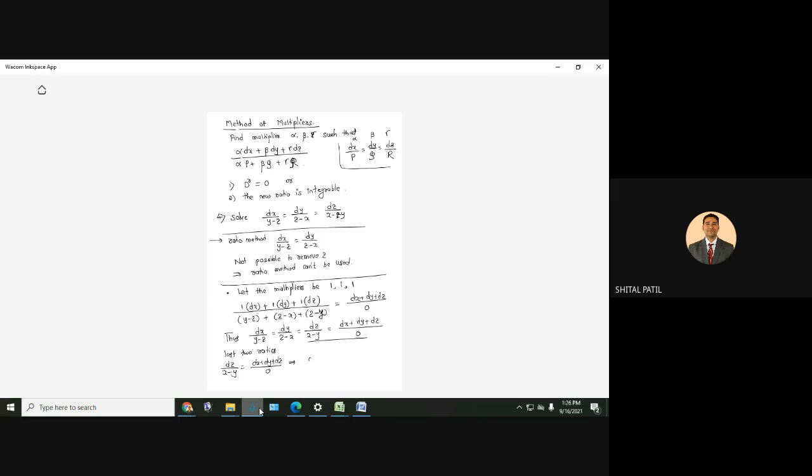Cross multiply. But we know that x minus y is not equal to 0. Why? Then differential equation will change. The given differential equation contains dz divided by x minus y. So x minus y cannot be 0. So who should be 0? dx plus dy plus dz should be equal to 0.